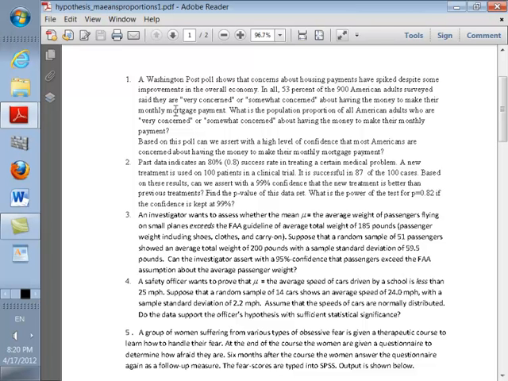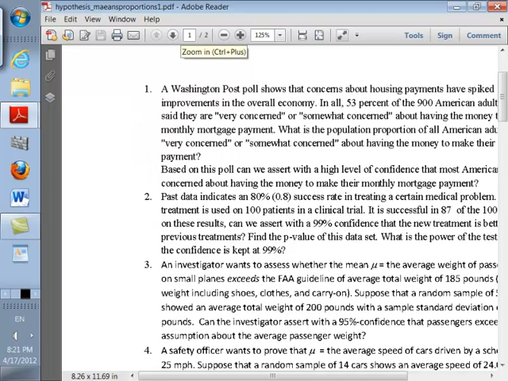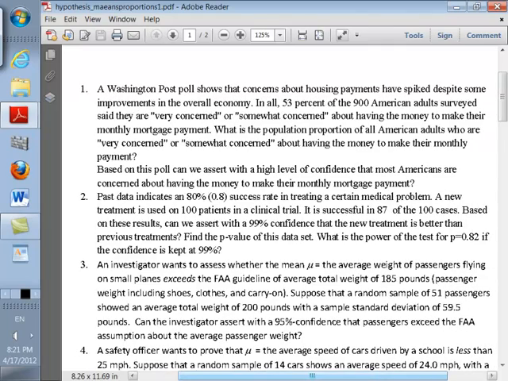A Washington Post poll shows that concerns about housing payments have spiked despite some improvement in the overall economy. In all, 53% of 900 American adults surveyed said that they are very concerned or somewhat concerned about having the money to make their monthly mortgage payment. That problem was for estimation of the parameter of the proportion.